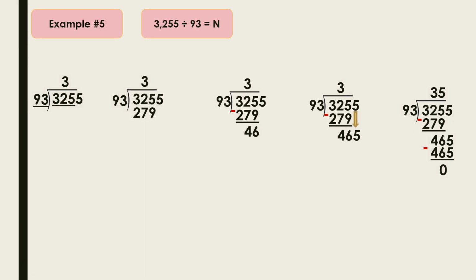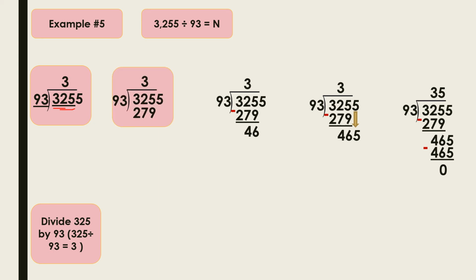Next sample, number 5. 3,255 divided by 93 equals n. So, this is, again, a 2-digit divisor and a 4-digit dividend. Here, step 1, again, you divide 325 by 93. As you may see here, the first 2 digits are 32. What I said before in our last example, if that is less than the 2-digit divisor, you must add another digit so that it makes 325. 32 is smaller than the divisor. So 325 divided by 93 is 3.